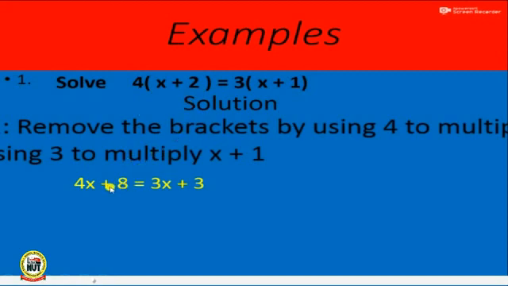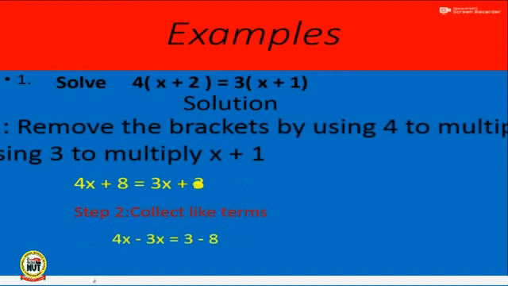Now the first bracket is removed. Now let's move to the second bracket. 3 as a multiplier times plus x in the second bracket gives us 3x. Again 3 times plus 1 in the second bracket gives us 3. Alright, now let's move on.